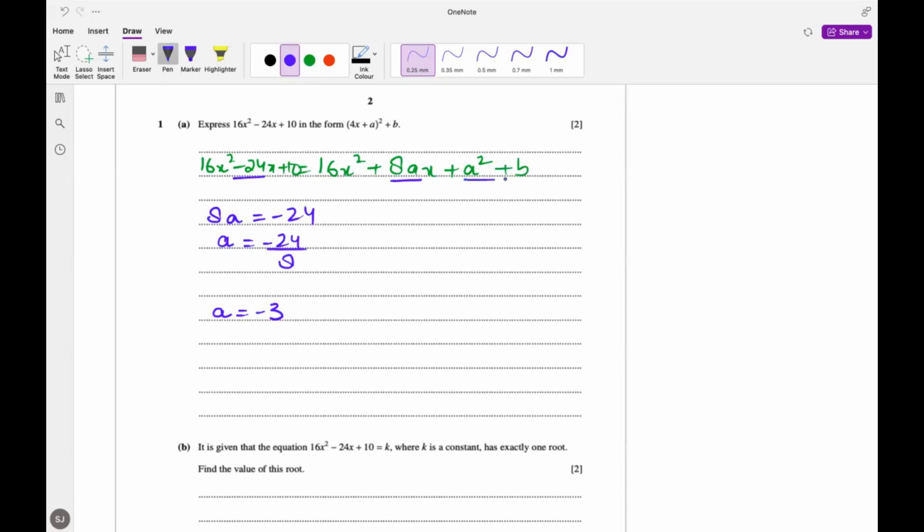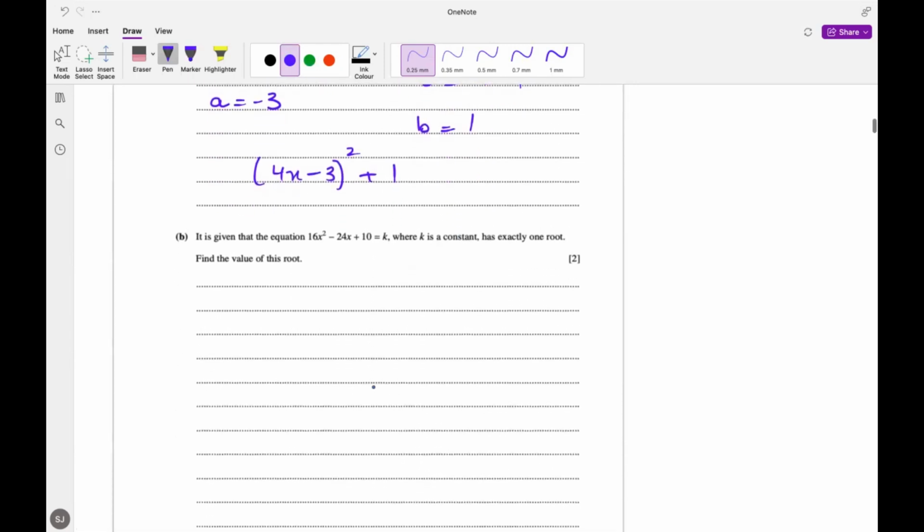To find the value of b, the constant on the left hand side is a squared plus b, and on the right hand side, it is equal to 10. So now substituting the value of a as minus 3, (minus 3) whole squared plus b equals 10. So b will be equal to 10 minus 9. So b will be equal to 1. So we can write the final answer as (4x minus 3) whole squared plus 1.